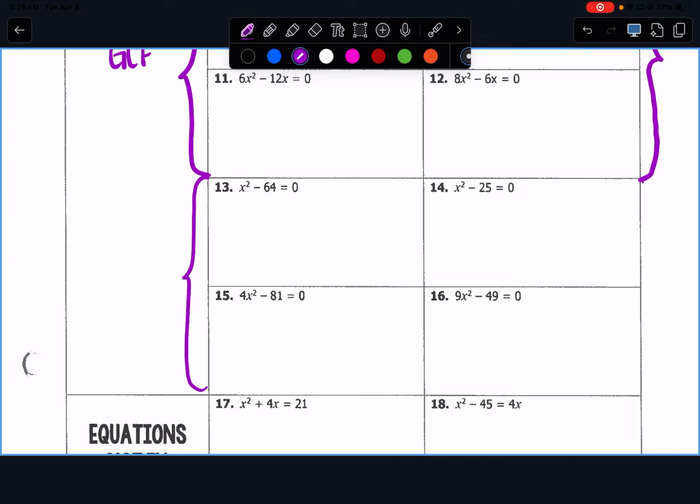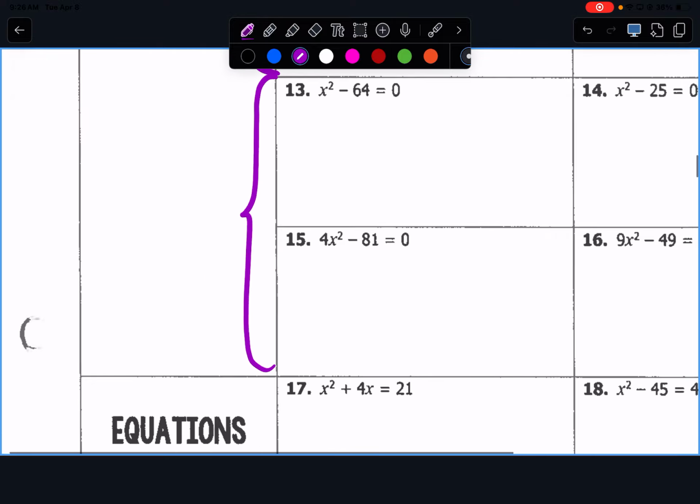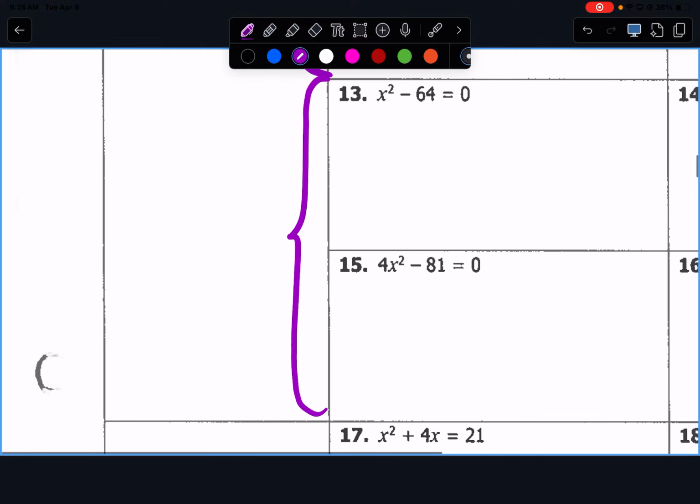What was the other kind of binomial we had? What other kind of way did we have to factor a binomial? If it has 2 perfect squares and a minus sign, that's called what? When it has a minus, it's called a? Starts with a D. Difference. Difference of squares. It's a difference of squares. Okay.